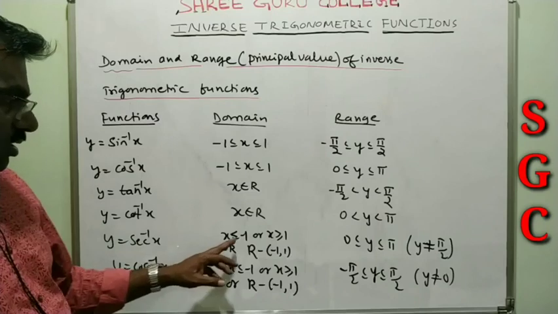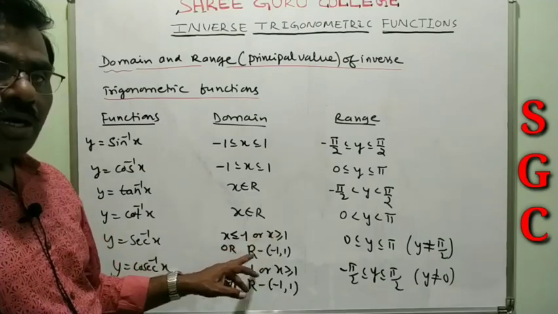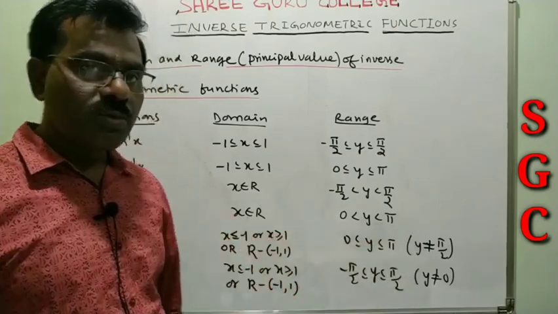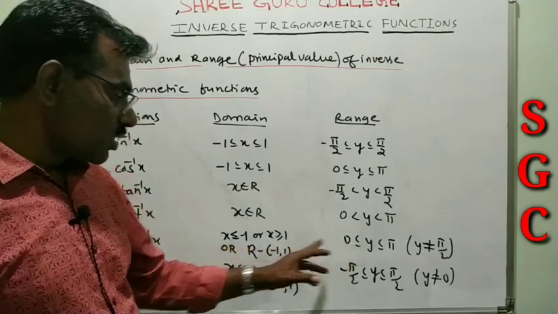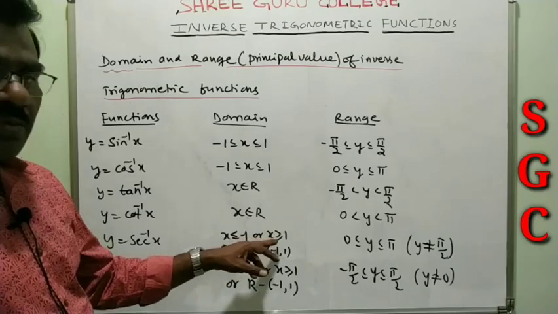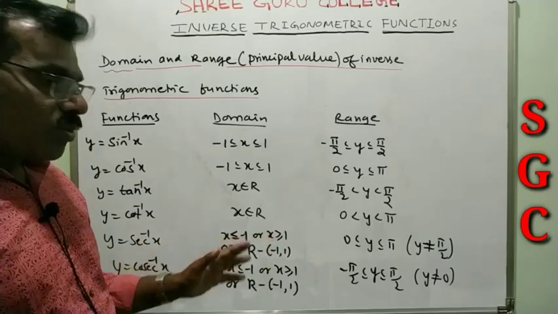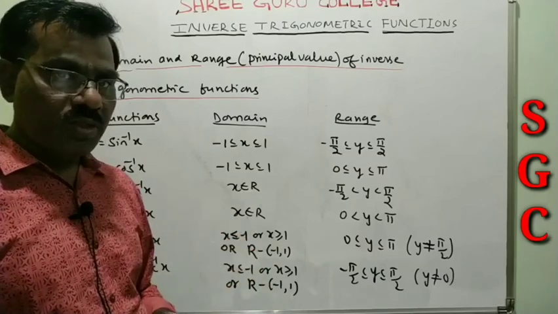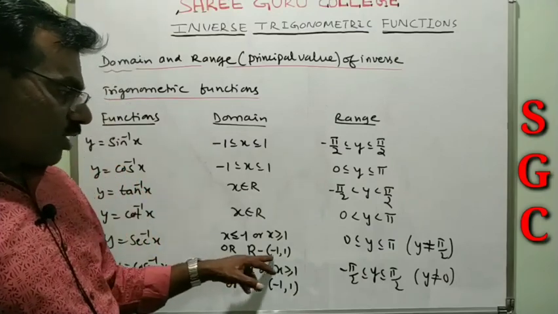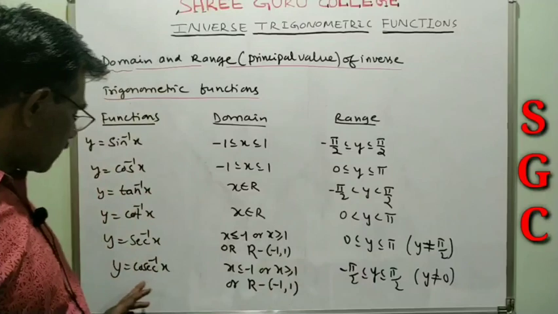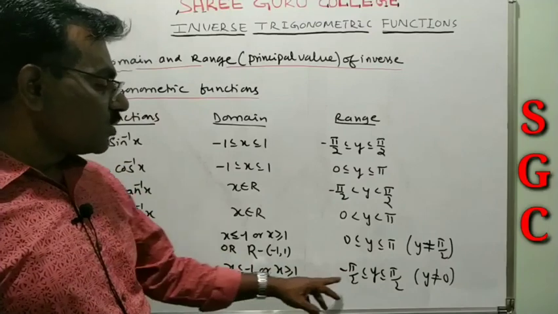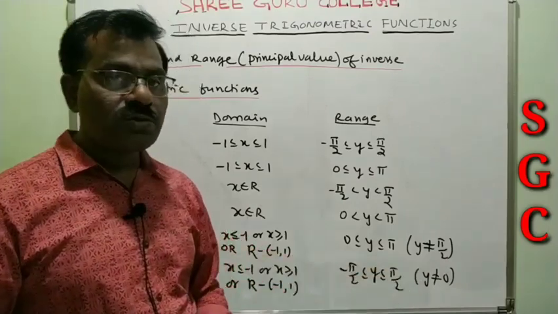Secant inverse x: x less than minus 1 or x greater than 1, other than between minus 1 and plus 1. So y value is 0 to pi, but y not equal to pi by 2, since secant pi by 2 is not defined. There is no curve between minus 1 and plus 1, so you should take x other than that. Cosec inverse and secant inverse have the same domain. Here cosec inverse of x has range minus 90 to plus 90, but y not equal to 0.